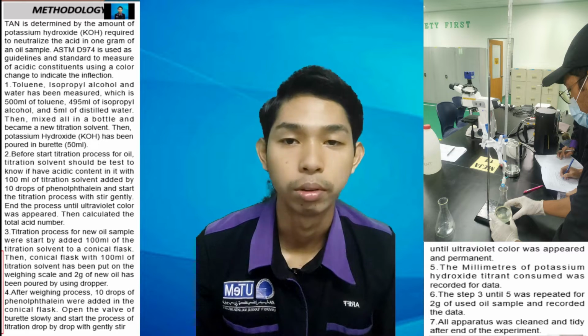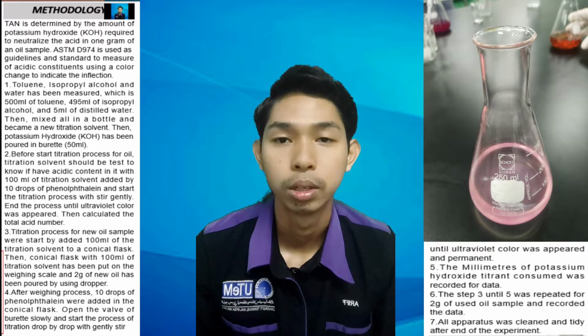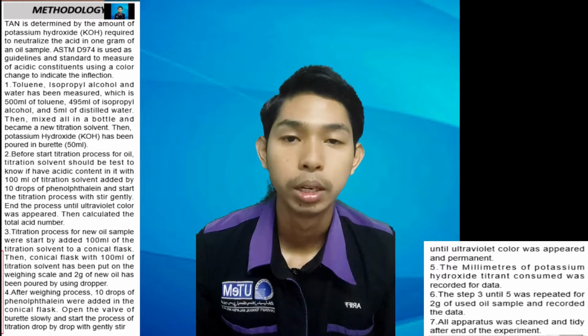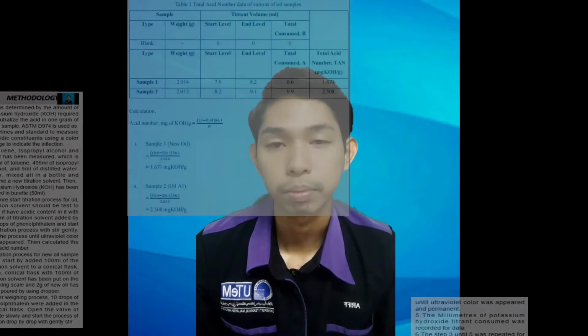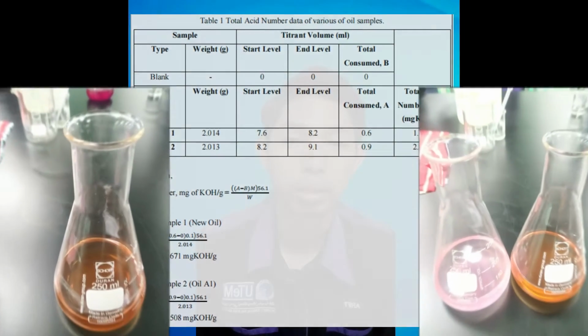Open the valve of the burette slowly and start the titration drop by drop, gently stirring until the color appears and is permanent. The milliliters of potassium hydroxide titrant used are recorded for the data. Steps 3 until 5 are repeated for 2 grams of oil sample and the data recorded. Lastly, all apparatus are cleaned after the end of the process.